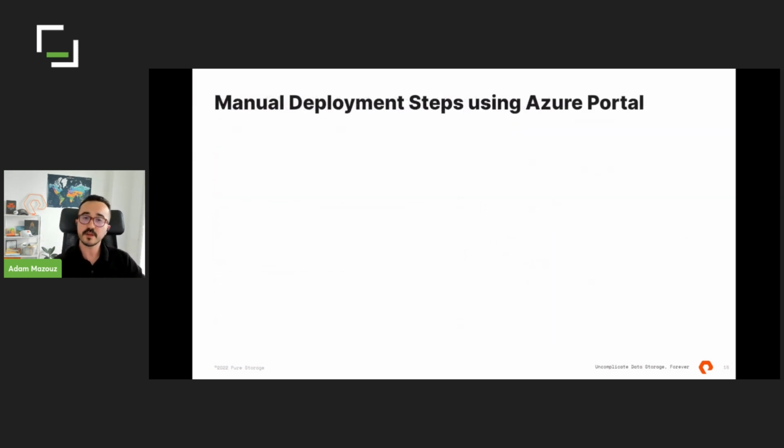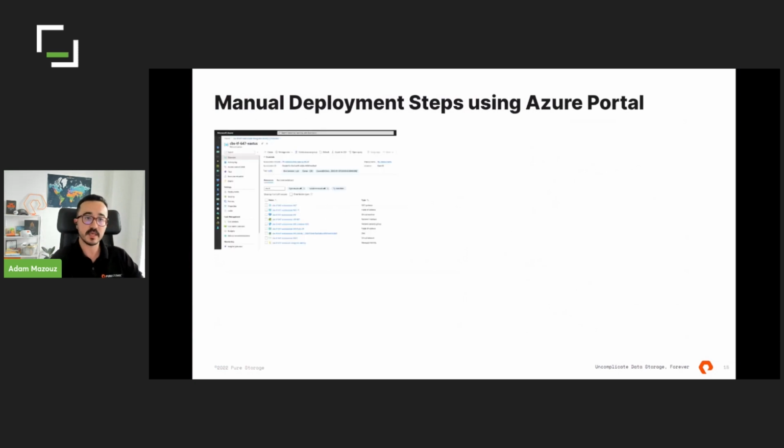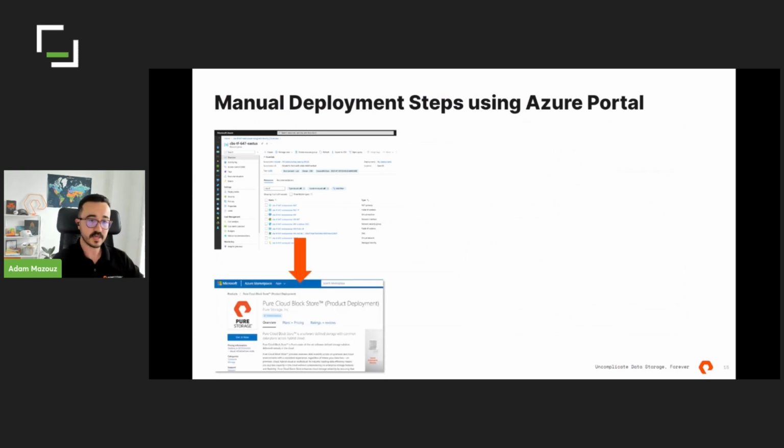There are two different approaches for how you can deploy Cloud Block Store. The first one, through the Azure portal, I am going to call manual, because I'm going to show you some automation around it. You first need to build and prepare a couple of prerequisites, from virtual networking to IAM roles or user identities.